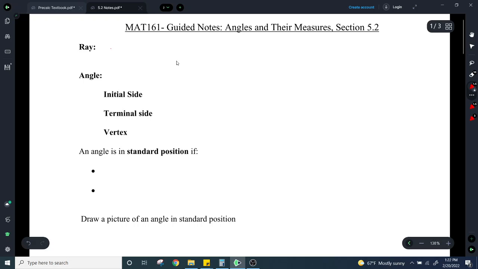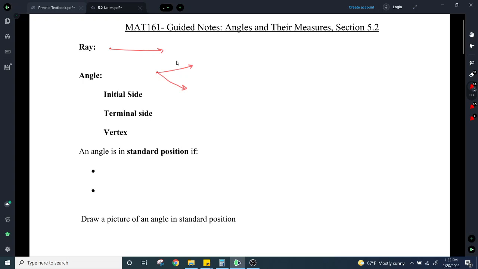A ray, I'll just draw a quick picture. So if you have a line that starts at one point and just goes on forever, that's what we mean when we talk about a ray. I won't give you a formal definition, but this is what we're talking about. If you put two of those rays together, that's when you get an angle. So an angle is where those two rays come from one point and then emanate in different directions.